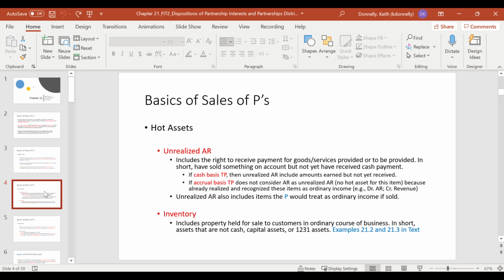Why we care about this then is if we have an unrealized account receivable, basically just an account receivable we haven't collected the cash on yet, we're basically sitting on revenue that's going to come in if we were a cash basis taxpayer. Once we collect that receivable, we have revenue in, and that revenue would generate ordinary income.